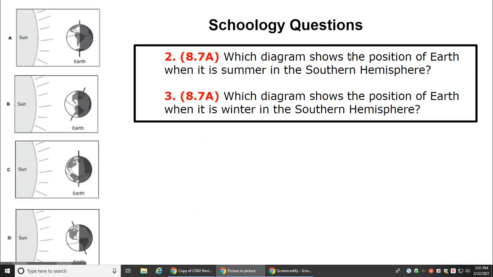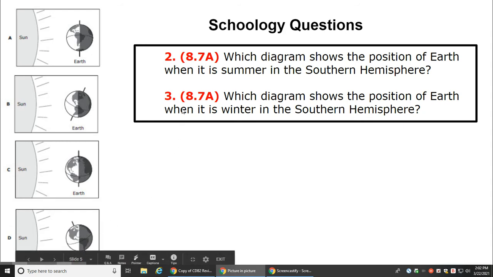Which diagram shows the position of Earth when it's summer in the southern hemisphere? So we're looking at the southern hemisphere, the part below the equator. Here the southern hemisphere is tilted towards the sun, so diagram B would be summer in the southern hemisphere. Here neither is tilted towards or away, so that's an equinox, but that's incorrect for it to be tilted in that position. Same here, this is incorrect. So looking at D, maybe we can answer 3.